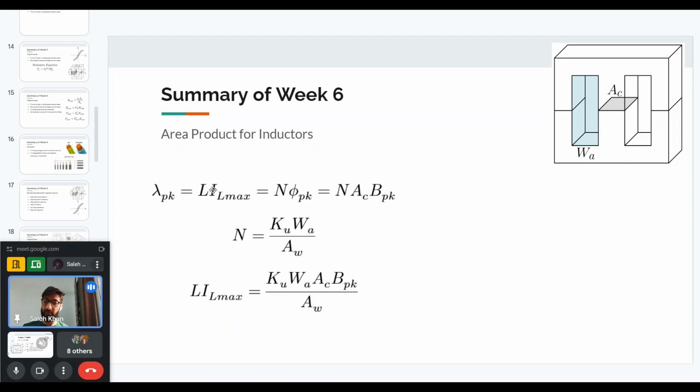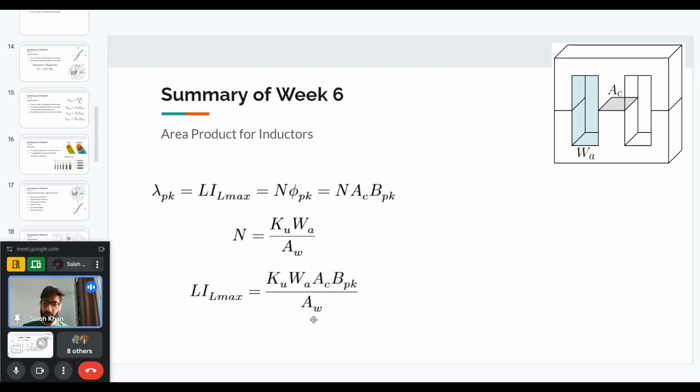And we saw that this can also be written as n times the number of turns times the peak flux in the core. And then the flux can be written as the peak flux density times the core cross-sectional area. Then we can substitute for this number of turns using the formula that we saw just in the previous slide for the utilization factor. And once we substitute n, we get this equation which is shown at the bottom.